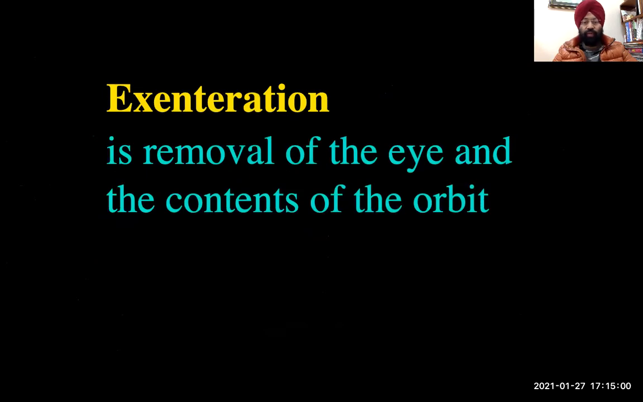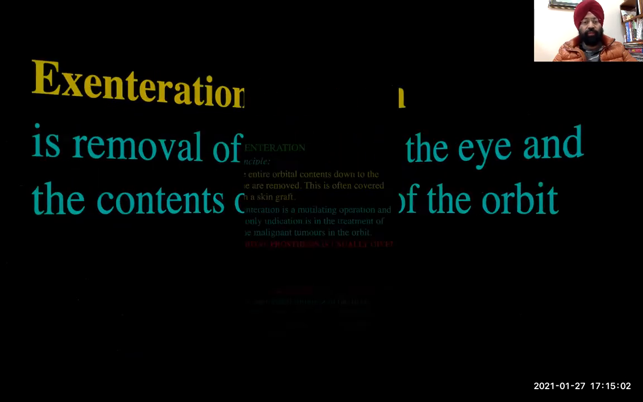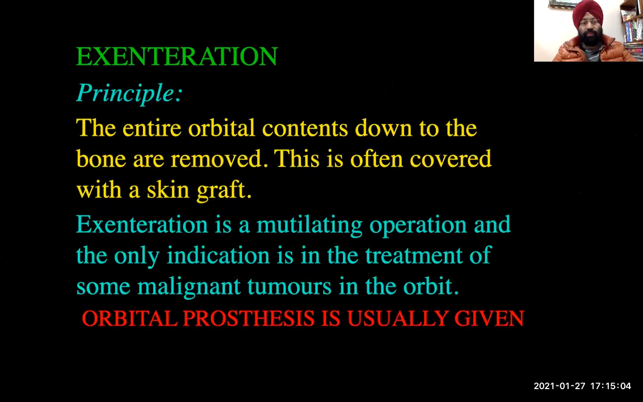Exenteration is the removal of the eye and content of the orbit. The principle is that the entire orbital content down to the bone is removed. This is often covered with a skin graft. Exenteration is a mutilating operation and is only indicated in the treatment of some malignant tumors in the orbit. Normally, a maxillofacial prosthodontist rehabilitates with an orbital prosthesis.